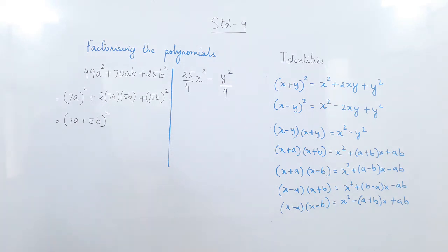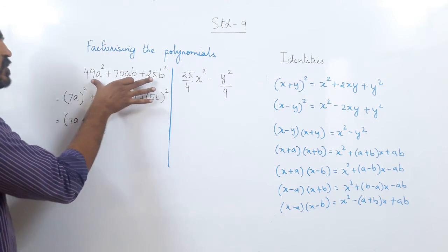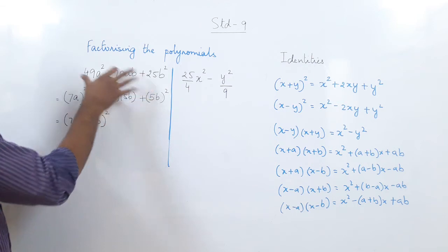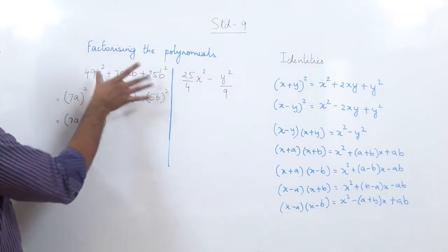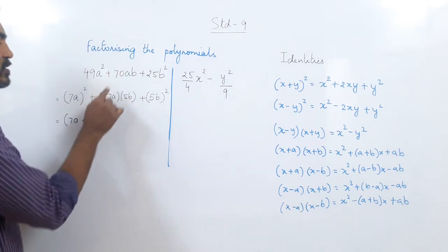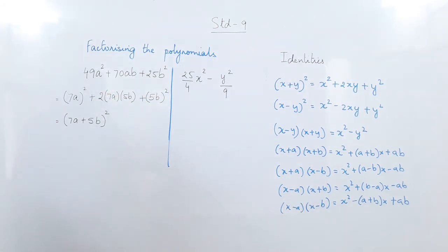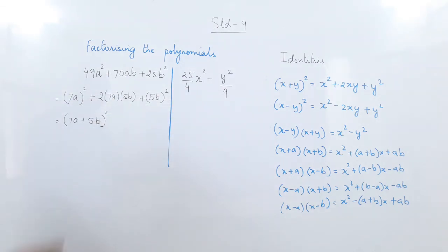Clear? So what do you have to check? First look at the first term and the last term. Are they perfect squares? If they are perfect squares, you can use an identity. If they are not perfect squares, you will use splitting the middle term. Even if they are perfect squares, you also have to check whether the between term, if this is x and this is y, is 2xy. If it is, you can use the identity, or you cannot. And this can be a minus sign also, not an issue, because you have another identity also.